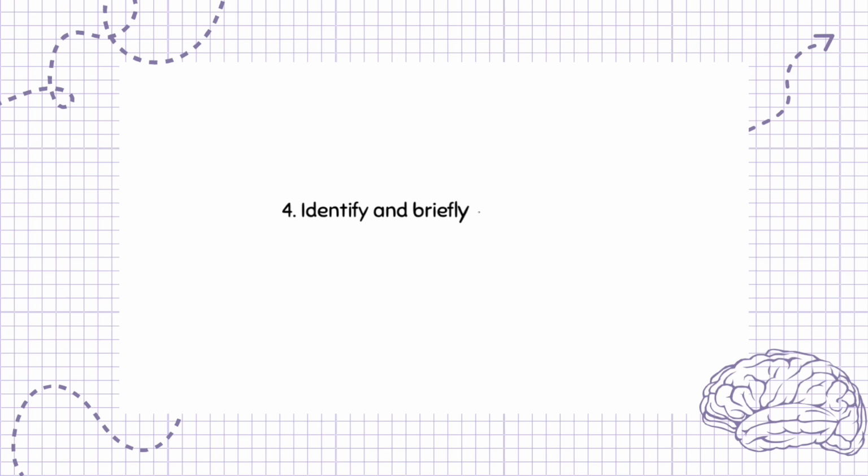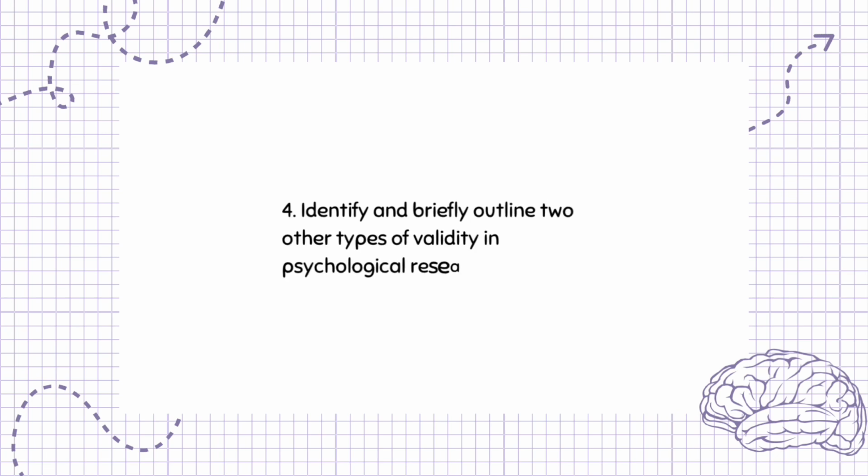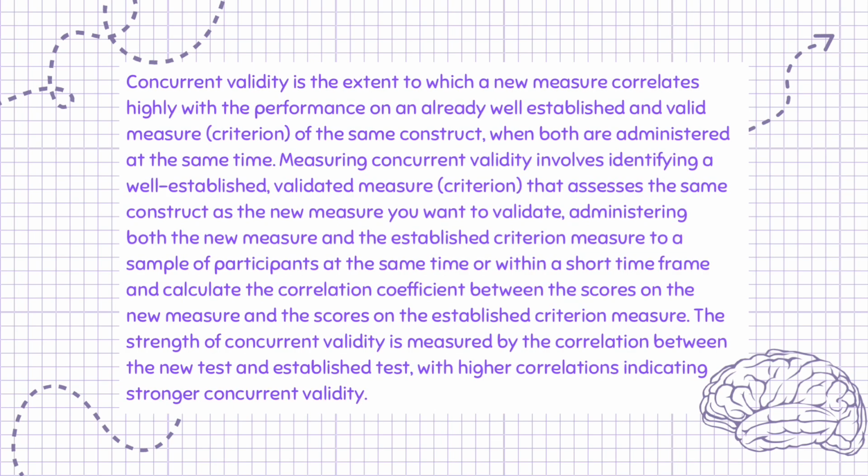Question 4. Identify and briefly outline 2 other types of validity in psychological research. 4 marks. Concurrent validity is the extent to which a new measure correlates highly with the performance on an already well-established and valid measure, criterion, of the same construct, when both are administered at the same time.